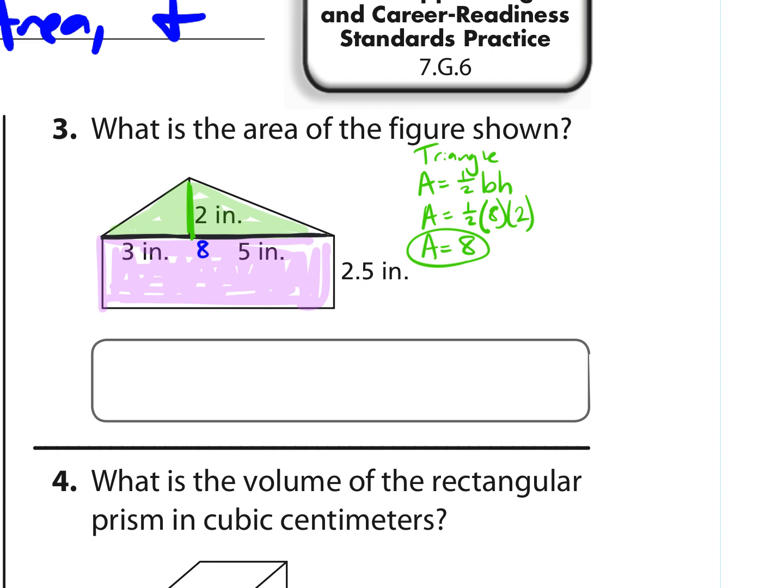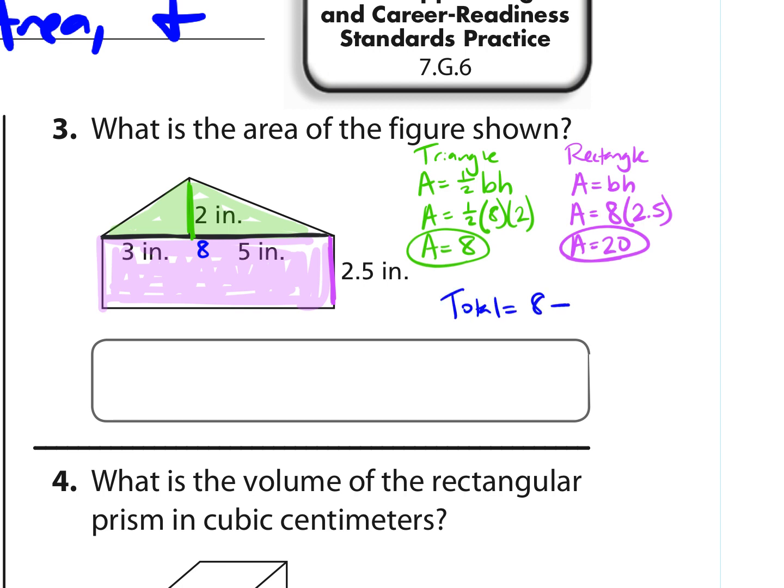Now to get the area of the rectangle, area is equal to the base times the height, or we could use length times width. We just said the base is 8. The height is 2.5. So 8 times 2.5 is 20. And so the composite area, the total, is just adding all the areas together, which is 8 plus 20, which is 28. So our answer is 28 square inches. And area is always measured in units squared.